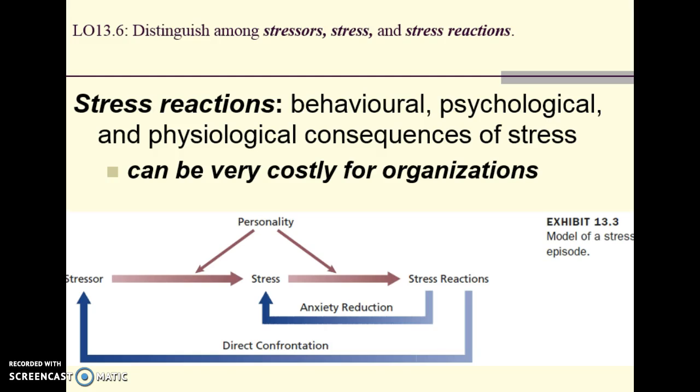Here we see a model of a stress episode where we have the personality and the stressor. We feel stress and we have stress reaction tied to personality. If there's anxiety reduction, we can come back to the stress situation. We revise our personality and we have stress reactions. Through direct confrontation, we come back to the stressor.